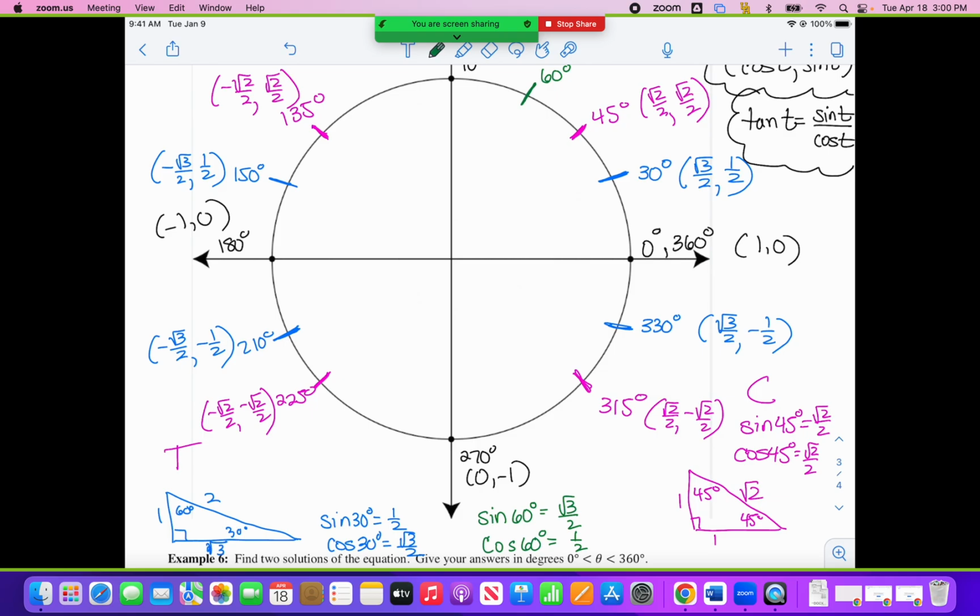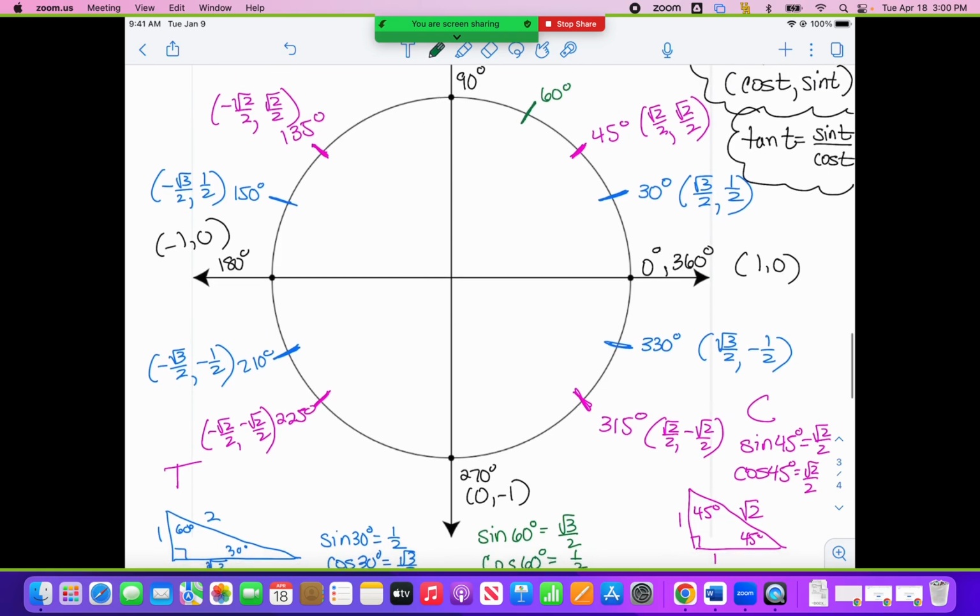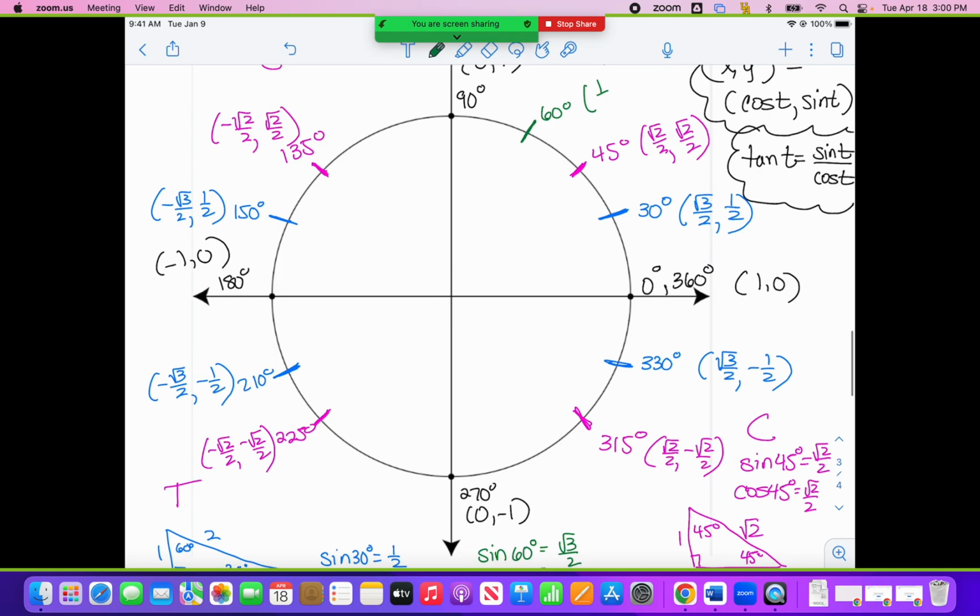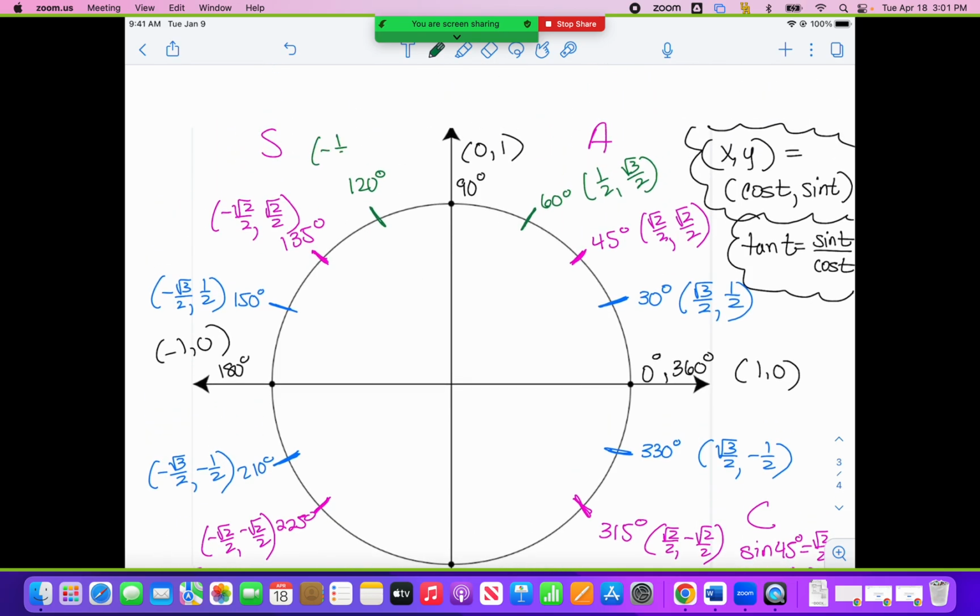All right, so I'm going to go whipping around now. At 60, this is going to be 1/2, comma, square root 3 over 2. This one would be 120. So cosine is negative and sine is positive. So I'm 60 degrees away from 180. Okay, they're the reference angles from the x-axis.